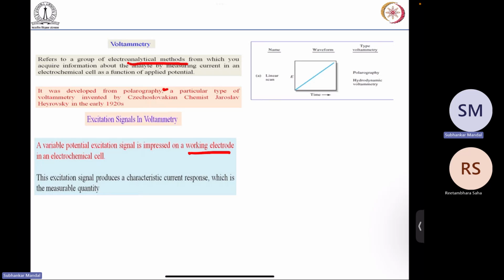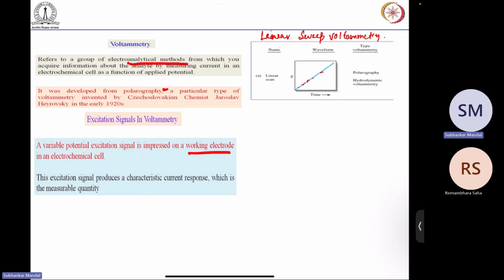There are different types of voltammetry, like linear sweep voltammetry, LSV. I can write here: linear sweep voltammetry. Why is it called linear sweep voltammetry? Because you are applying the potential with respect to unit time, maybe in seconds, and with time you are increasing the potential linearly. If you plot potential versus time, it is constantly increasing, so it is linearly increasing. For this reason it is called linear sweep voltammetry.